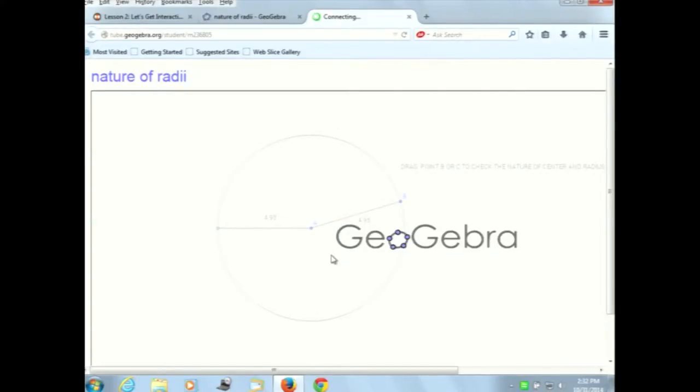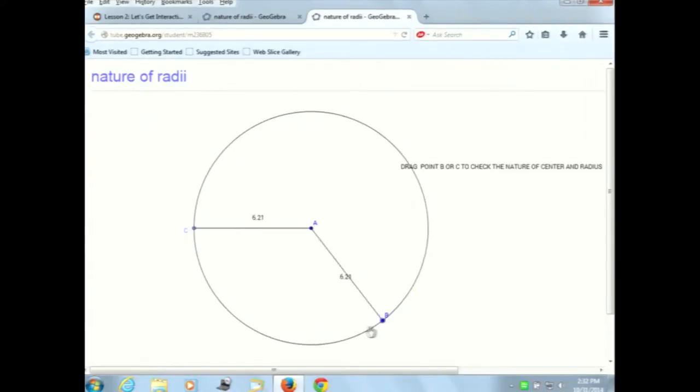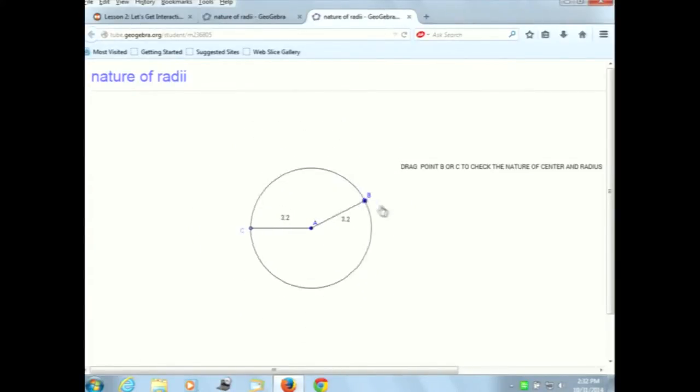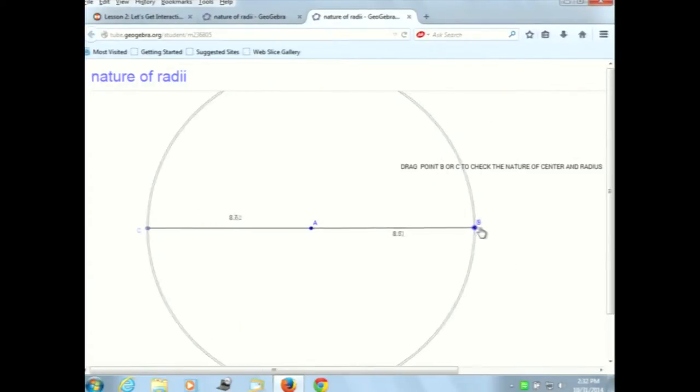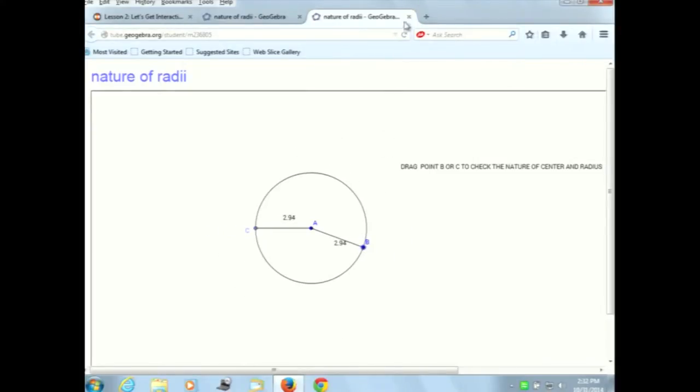And here the instruction is given: drag that particular point to check whether the radius is always equal at any point. A child can do this by himself, simply by moving it here and there. And you can get an idea of the diameter also, everywhere it goes like that. This is using GeoGebra, directly we have had it.